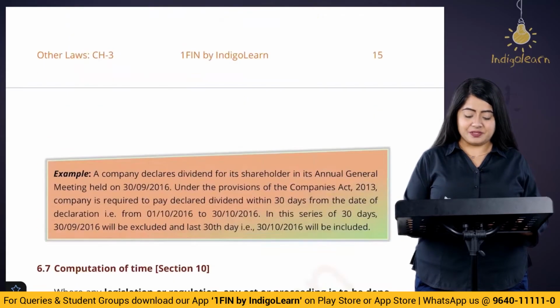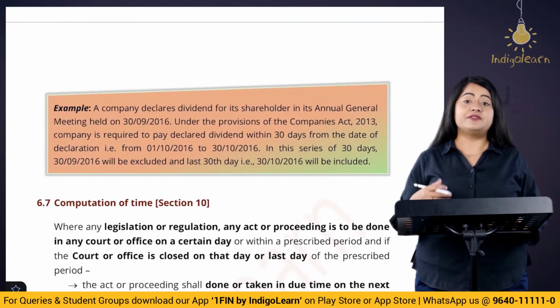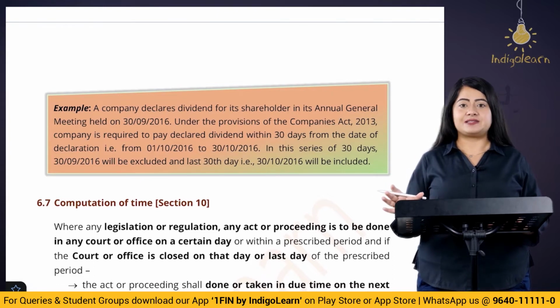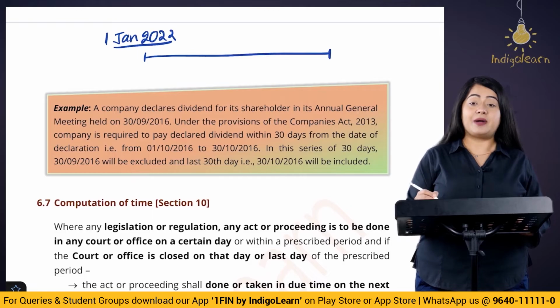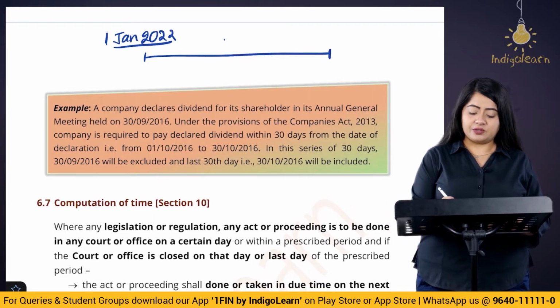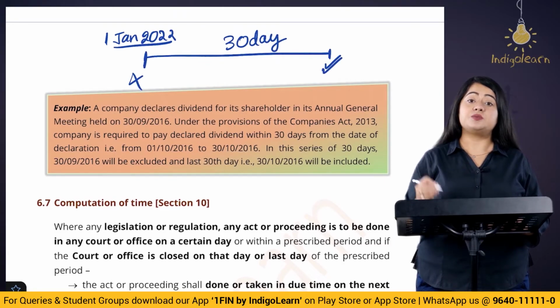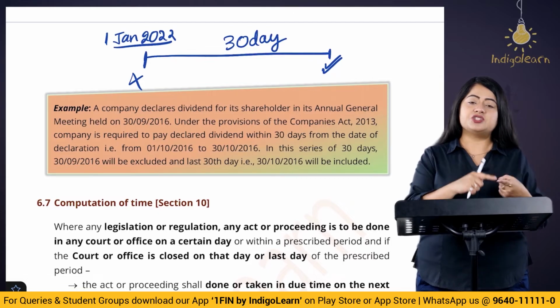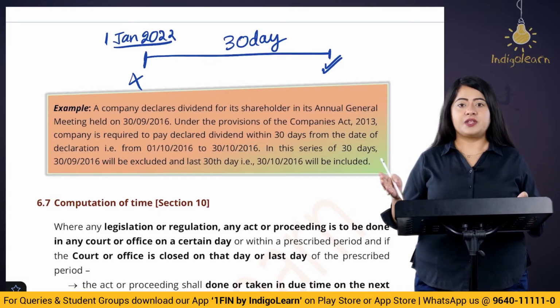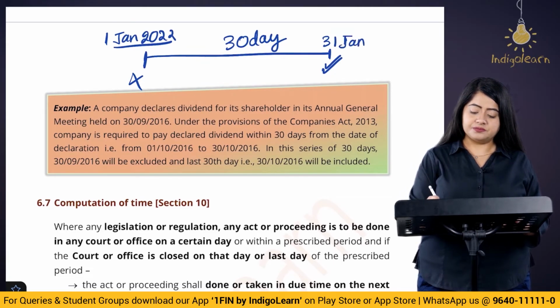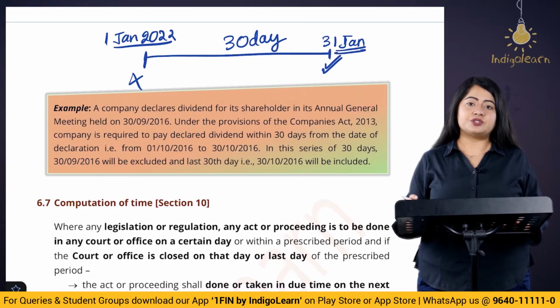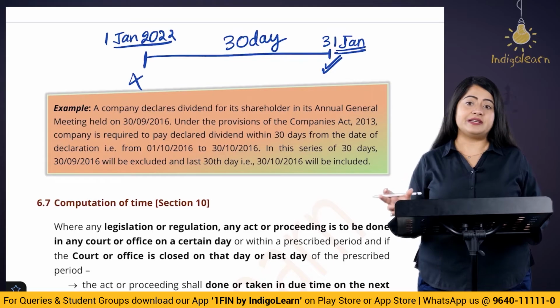Let's try to understand with an example. In the Companies Act, we know that once a dividend is declared, it has to be paid within 30 days, right? Now let's say the dividend is declared on the 1st of January of 2022. Can you calculate by what date it has to be paid? See, we have to calculate 30 days. Now when we calculate 30 days, the first day has to be excluded and the last day has to be included. So we are going to calculate from 2nd January, 3rd January, 4th January, 5th January and so on. So the date that is going to come is the 31st of January. So till the 31st of January, we will have to ensure that the company pays the dividend. So that is going to be 30 days from declaration.